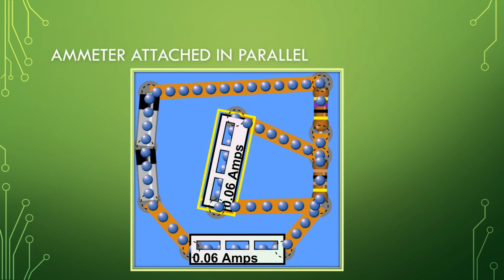If an ammeter was attached in parallel, the value of the current would change. This is because an ammeter has ideally 0 resistance. Essentially, this means that you are just creating a new branch or a new path within the circuit, which creates a different flow of electrons and therefore a different value for current.